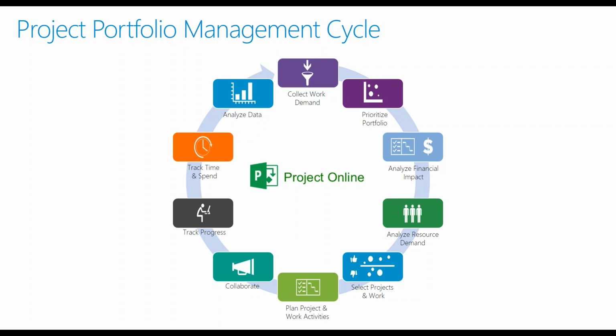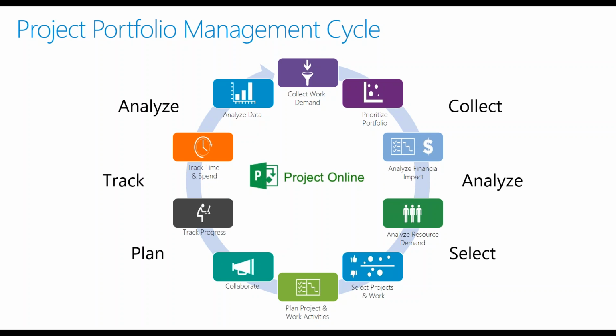those projects, then analyze where we're at on a cyclical basis to make any in-course corrections that we need, and then ultimately the cycle starts over and over again on whatever type of cadence that you're working on within that project management process. And Project Online really does help us manage all aspects of this within the end-to-end solution. So if you think about the higher level process aspects: collect, analyze, select, plan, track, analyze, and then start the process again.